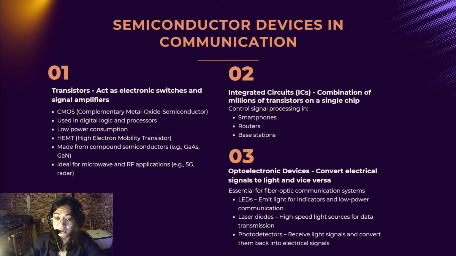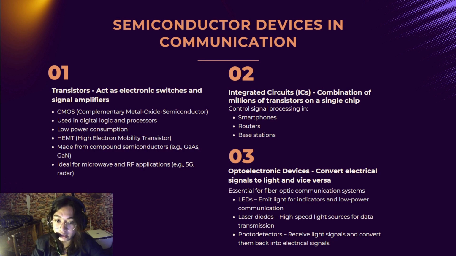Next, we move to integrated circuits. These are miniaturized electronic circuits consisting of millions, sometimes billions of transistors, all interconnected on a single chip. Integrated circuits are the brain of communication devices. They handle everything from signal processing, data encryption, modulation, to power management.